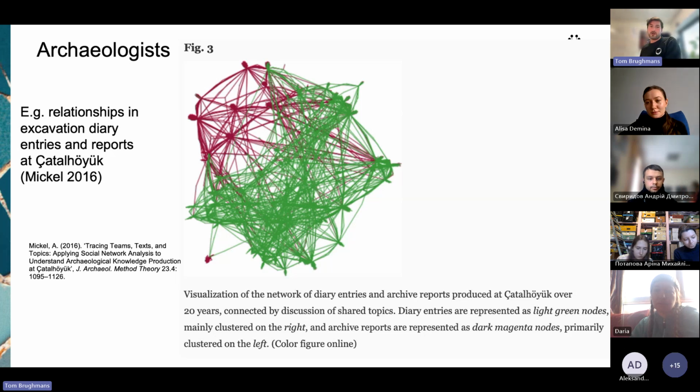There's also a good chapter on knowledge networks in the Handbook of Archaeological Network Research, which, if you're interested in that, is a good starting point.